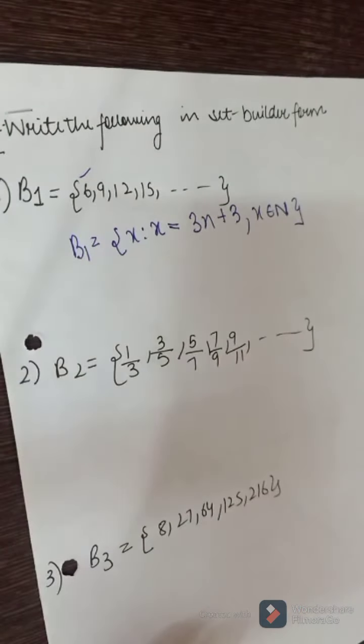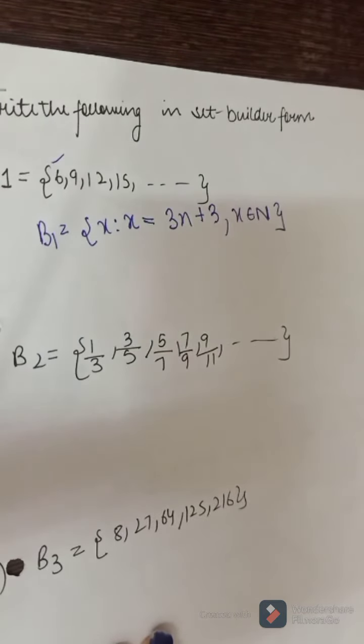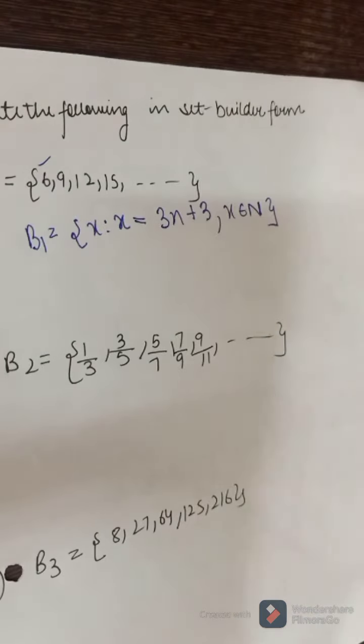In the second part, B2, 1 upon 3, 3 upon 5, 5 upon 7, 7 upon 9, 9 upon 11. If you analyze this, what do you think? I guess if you remember, we did this type of example in the previous video also. I did this example with you all. If you don't remember, that's all right. Doesn't matter.